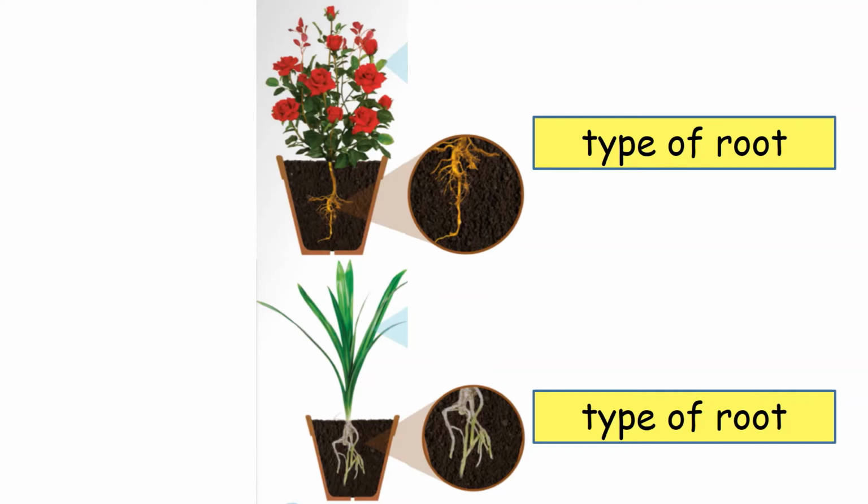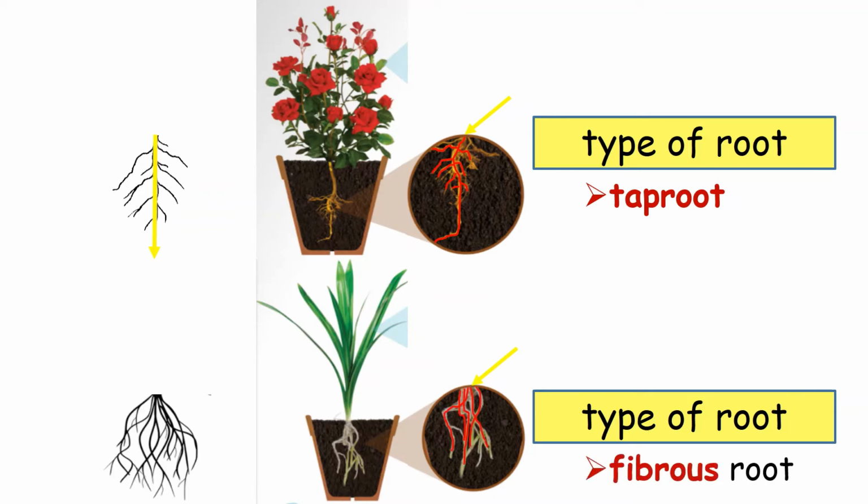A rose plant has taproot. In taproot, the main root grows vertically downward. A pandanus plant has fibrous root. A fibrous root forms a dense network of roots that is closer to the soil surface.